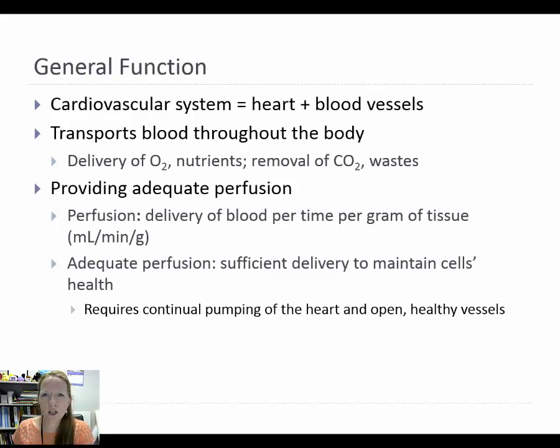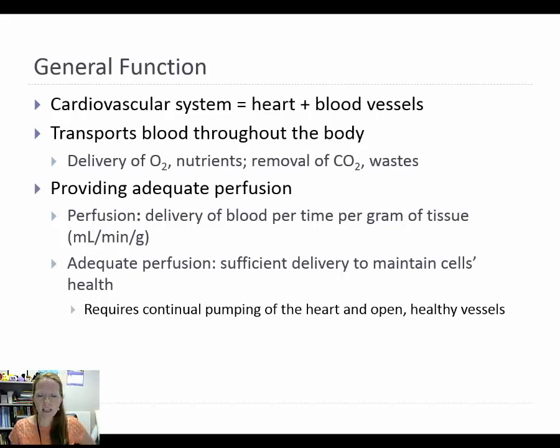So remember that the cardiovascular system, the two main organs are going to be the heart and the blood vessels. And we looked at the tissue, that special fluid connective tissue that flows through the cardiovascular system. And that was, of course, the blood. But the main function, the general function of the cardiovascular system is to transport blood through the body. So what it does is it delivers oxygen and nutrients to all of the body cells, and then, of course, it's going to remove CO2 and wastes.